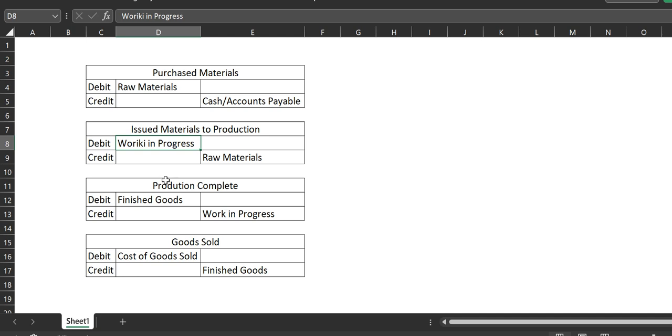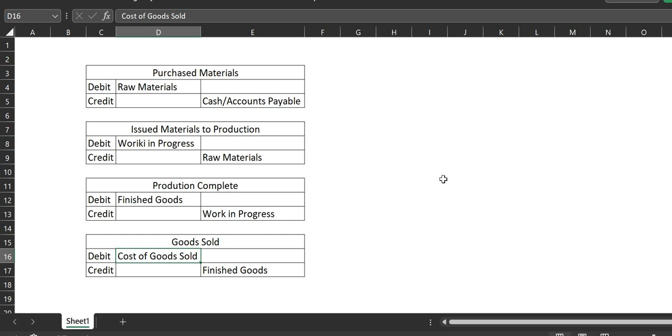Now when this work in progress or production is completed, all the completed products you have to transfer to your finished goods. So you will debit finished goods, and now there is no more work in progress, so you will credit work in progress. And now all the cost is carried in the finished goods. Now when these goods are sold, you will credit finished goods, because now they are not in your finished goods store, they have gone out, and this cost will go to the income statement.